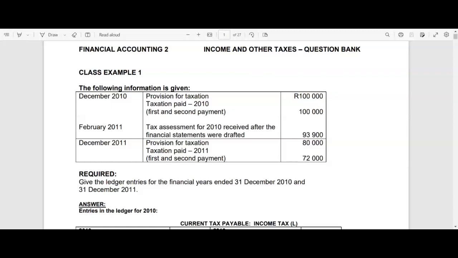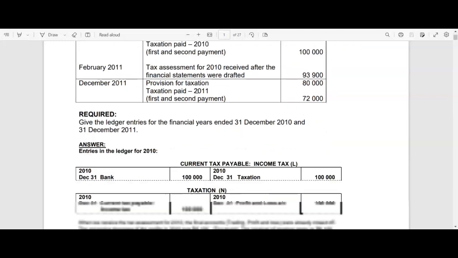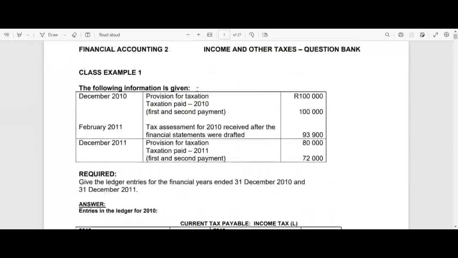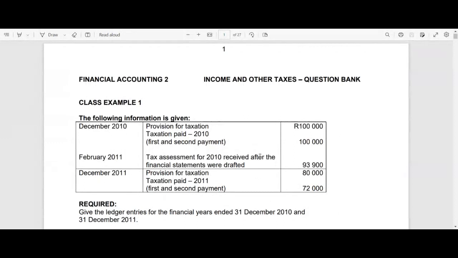We can now just go and briefly display it. I actually want us to do the next one before I display anything, and then we can go to the third one. I've unfortunately now displayed, but anyway, you can see it on your side because the document is available. So taxation paid, the first and second payment.